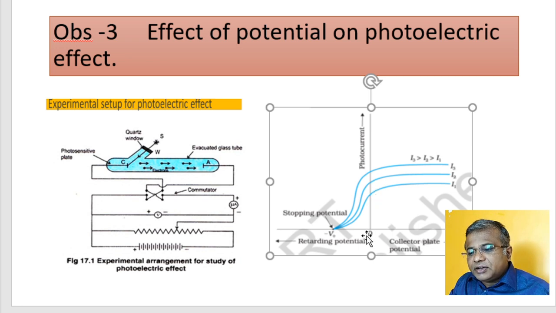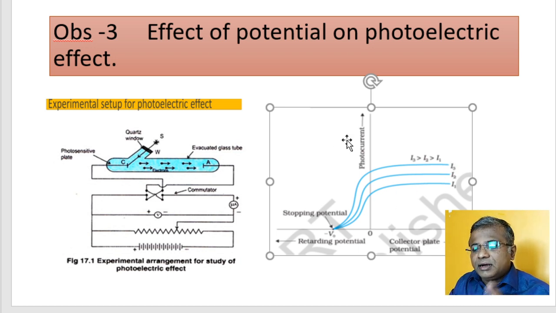First of all, we'll see the positive part. What we saw is that initially, even if the potential is zero, there is a photocurrent. Now, as I start increasing the potential, the photocurrent goes on increasing and reaches a saturation value. I increase the intensity of light, the saturation value increases. I further increase the light, and the saturation value increases again. Saturation value basically means that even if I increase the potential further, the currents I1, I2, I3 will have reached their maximum values.